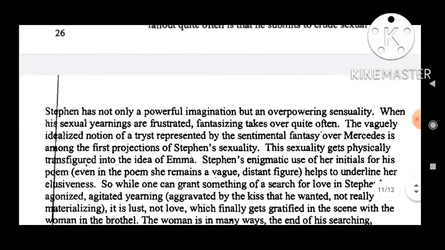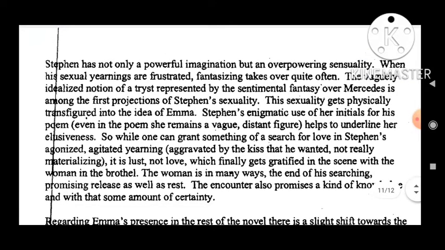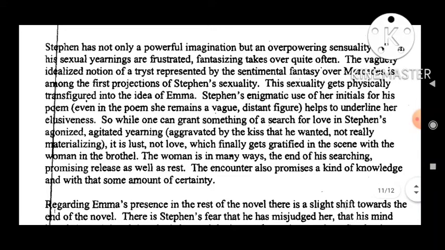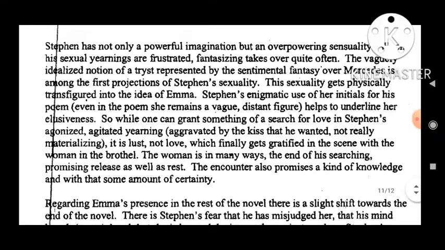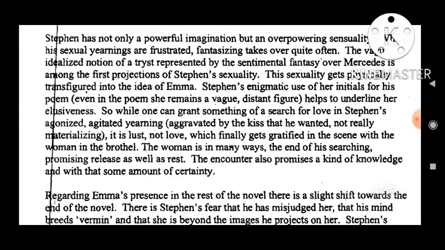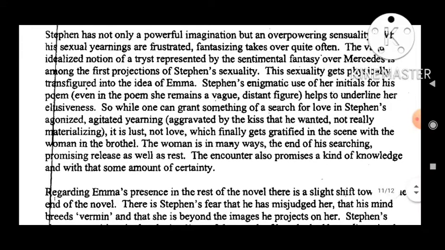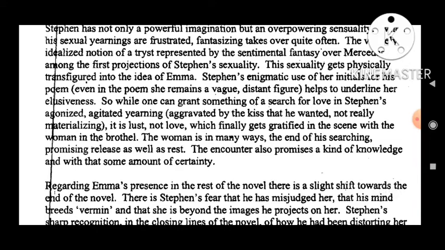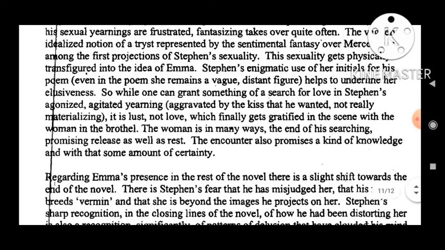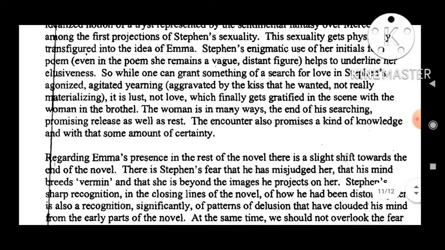Stephen has not only a powerful imagination but an overpowering sensuality. When his sexual yearnings are frustrated, fantasizing takes over quite often. The vaguely idealized notion of a tryst represented by the sentimental fantasy over Mercedes is among the first projections of Stephen's sexuality. This sexuality gets physically transfigured into the idea of Emma.